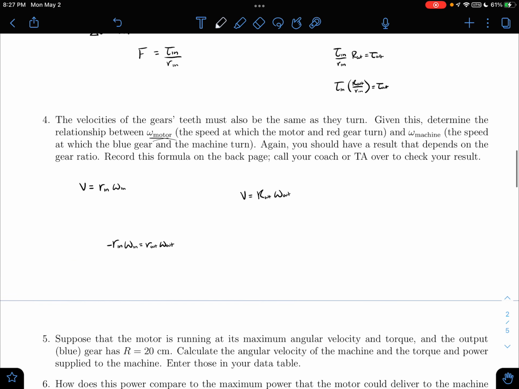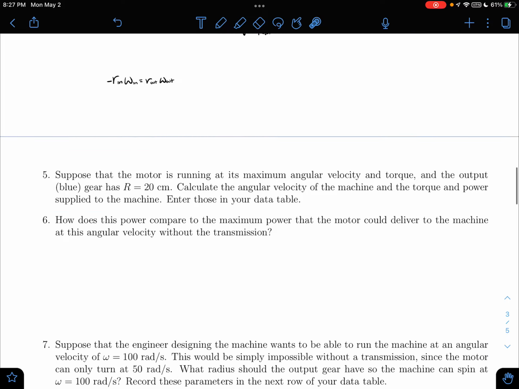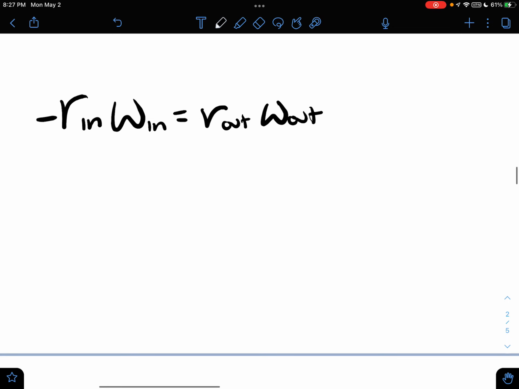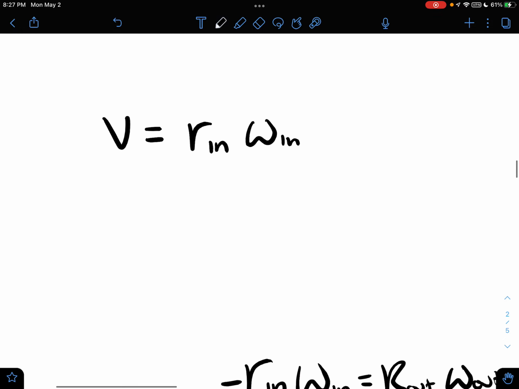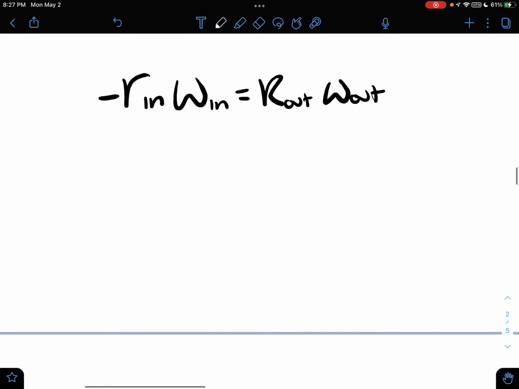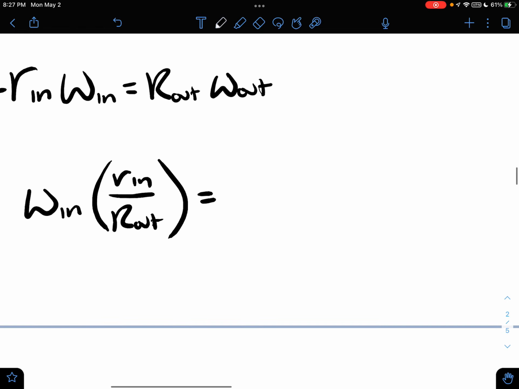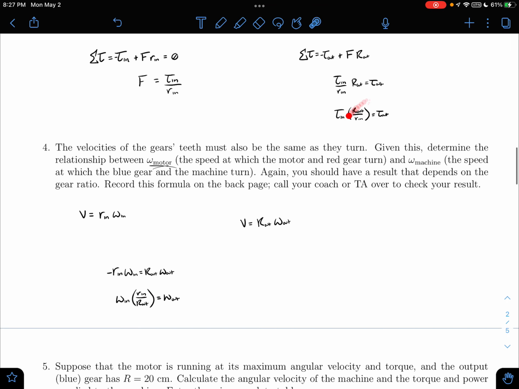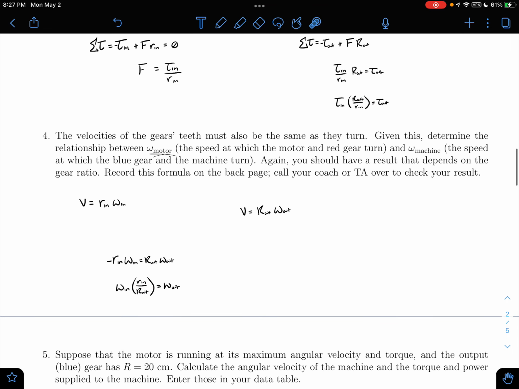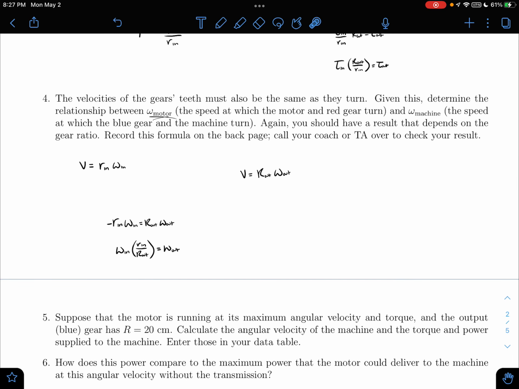So if I rearrange this a little bit to make it look like what we have up here, we're going to get another gear ratio. It's supposed to be our big R. So I have my omega in times my R in. If I divide both sides by that R out, that's going to equal our omega out. So we have another gear ratio, but this one's upside down from our last one. But either way, here are our two relationships.